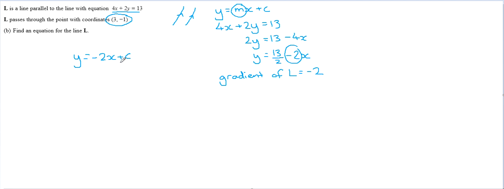The only thing we need to work out is this c value, but we've actually got up here an x value and a y value that we know is 100% certain to be on that line. So we can just pop those in. So minus 1 is minus 2 lots of 3 plus c. So then we get minus 6 plus c is minus 1. To get c on its own we're going to have to add 6, so we get 5. So therefore our final answer is the y-intercept is 5, and we've got a gradient of minus 2x. And that's it.